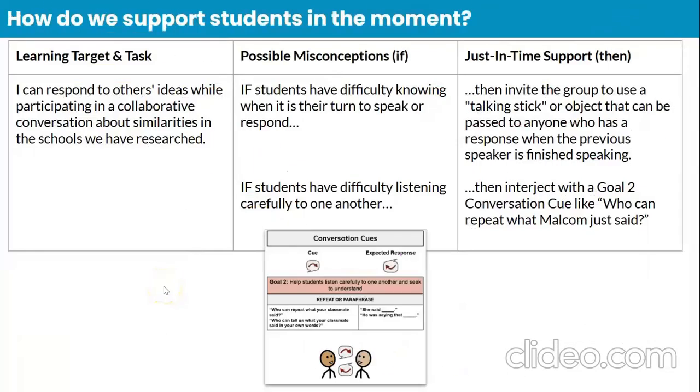Because the collaborative conversation protocol in this lesson will have been repeated over several lessons, it should be easy to anticipate the just-in-time supports students will need as they approach the assessment. If students have difficulty knowing when it is their turn to speak or respond, invite the group to use a talking stick or other object that can be passed to anyone who has a response when the previous speaker is finished speaking. If students have difficulty listening to one another carefully, then you can interject with a goal 2 conversation cue, like, who can repeat what Malcolm just said?